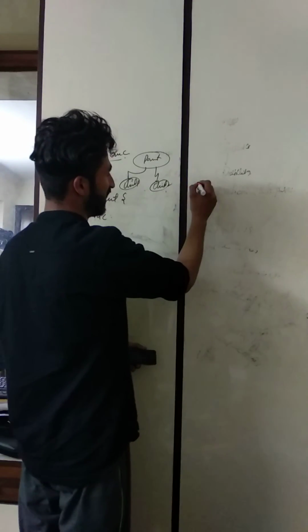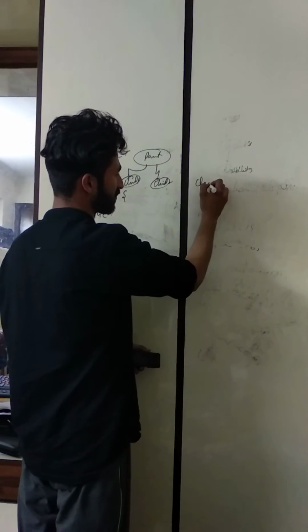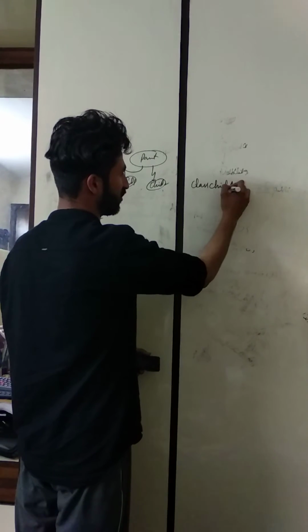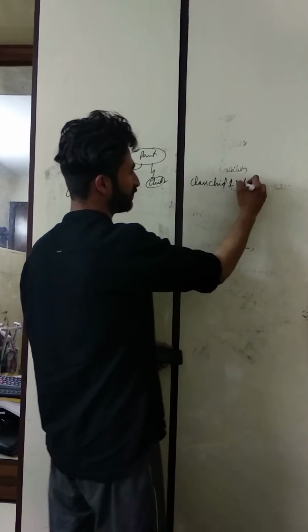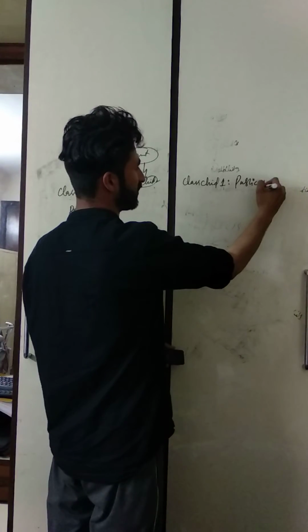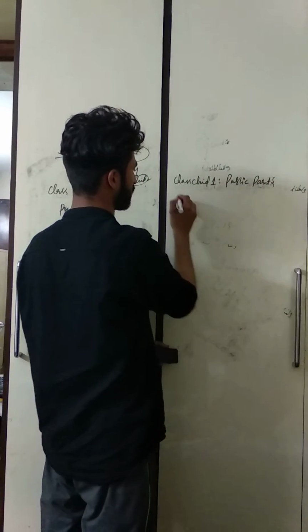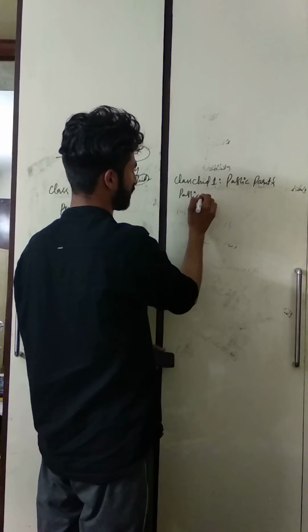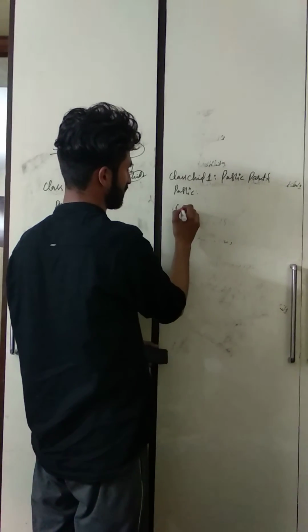I am writing first child, class child 1, that is inheriting public parent, public, void put.